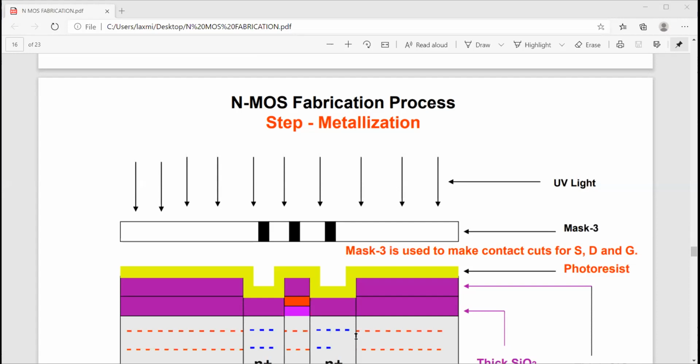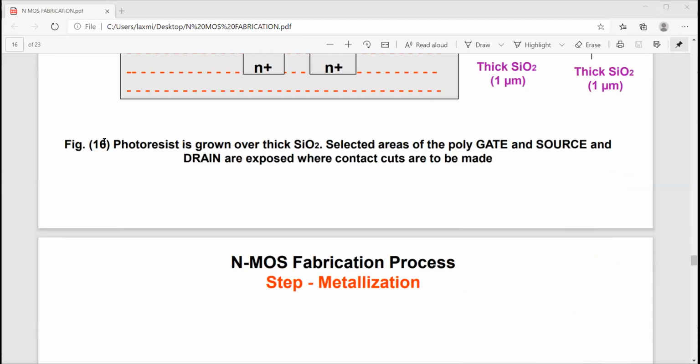ఇక్కడ కూడా అంతే, wherever we need to insert rods, అంటే to indicate as a source, drain, gate. అవి ఎలా ఉన్నాయి మీరు చూసారు కదా, టర్మినల్స్ కావాలి అంటే we require a masking. మాస్కింగ్ అంటే ఏ ప్లేస్ లో అయితే రాడ్స్ పెడదాం అనుకుంటున్నామో అక్కడ మాస్కింగ్, అక్కడ యూవీ లైట్ అనేది ఫాలో అవుతుంది. రిమైనింగ్ ప్లేసెస్ లో యూవీ లైట్ అనేది ఇంపోజ్ అవుతుంది. So we are using mask 3 used to make contact cuts, అంటే SDG కి రాడ్స్ ఇన్సర్ట్ చేయాలి. A photoresist is grown over thick silicon dioxide. Selected areas of polygate and source and drain are exposed where contact cuts are to be made.